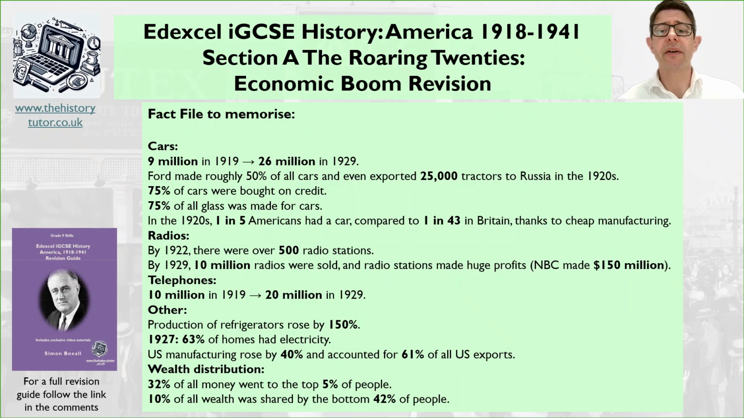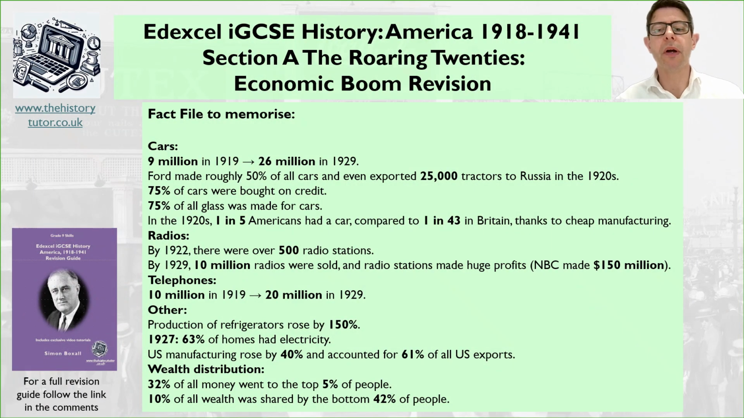Radios. By 1922, there were 500 radio stations. In 1929, 10 million radios were sold. Radio stations make huge profits like NBC. Telephones went from 10 to 20 million. Production of refrigerators rose by 150%. As we talked about earlier, 63 to 70% of homes had electricity by the end of the 1920s. US manufacturing rose by 40% and 61% of all US exports was its manufacturing.